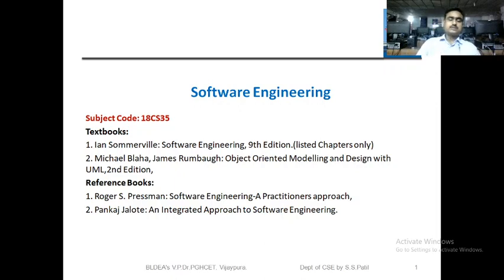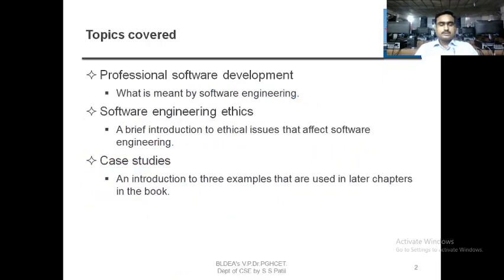Software engineering, the subject code is 18CS35. Textbooks and reference books we already discussed. Next, these are the topics we are going to cover in upcoming sessions: professional software development, software engineering ethics, and case studies. These three important topics are going to be covered in the first chapter.